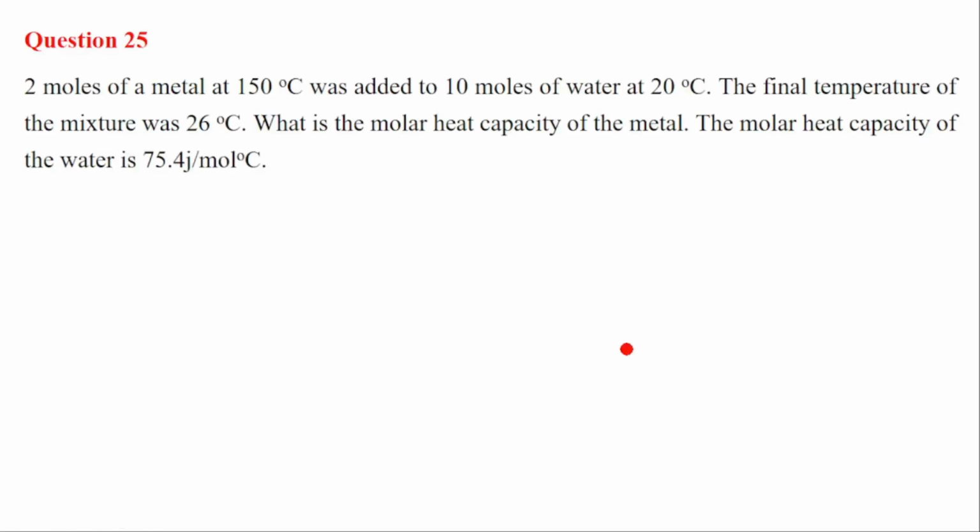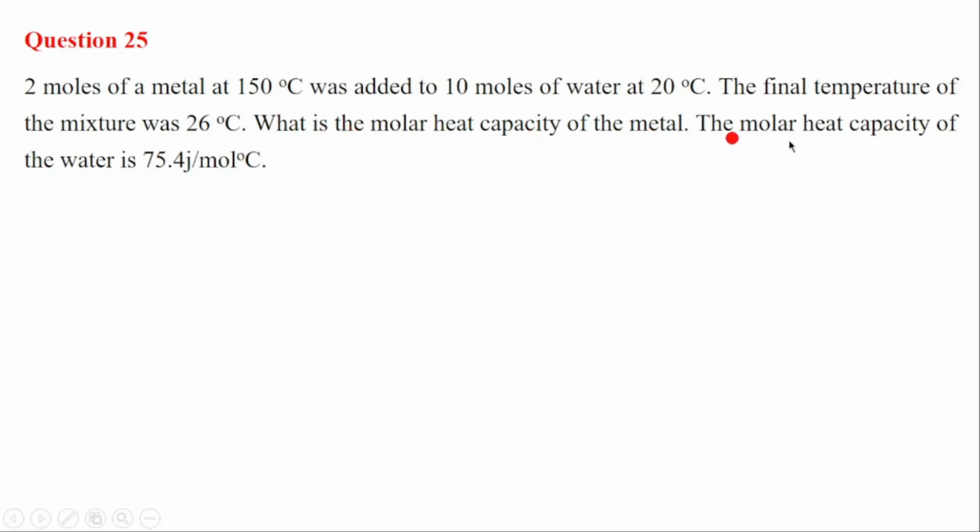Let's go to question 25. Question 25 is saying you have 2 moles of a metal at 150 degrees Celsius. It was added to 10 mole of water at 20 degrees Celsius. We are adding 2 moles of a metal with high temperature 150 to the water at 20 degrees Celsius, and the water is having 10 moles. There will be a flow of heat from metal to water. The final temperature of the mixture was given as 26 degrees Celsius. What is the molar heat capacity of the metal?